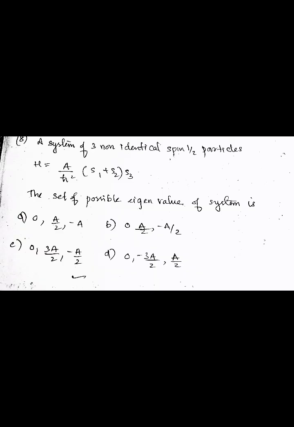Next question is, a system of 3 non-identical spin-half particles, H is equal to A by h cut square into S1 plus S2 into S3. The set of possible eigenvalues of the system is dash. So here S1 is equal to 1 by 2, S2 is equal to 1 by 2, S3 is equal to 1 by 2. So S12 is equal to S1 plus or minus S2, so this is equal to 0 and 1. And here S3 is equal to half. So S is equal to S12 plus or minus S3, so this is equal to 1 by 2 and 3 by 2.